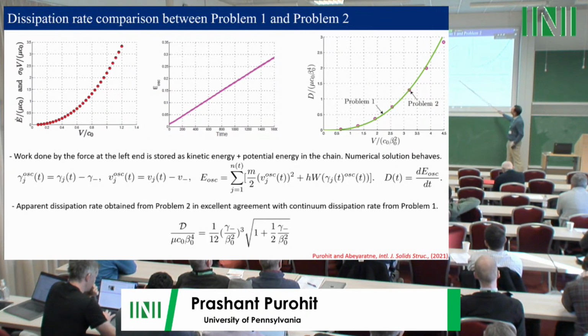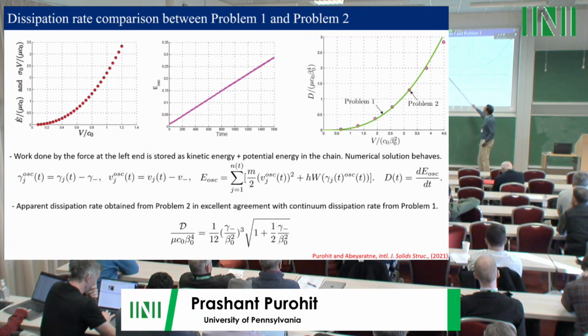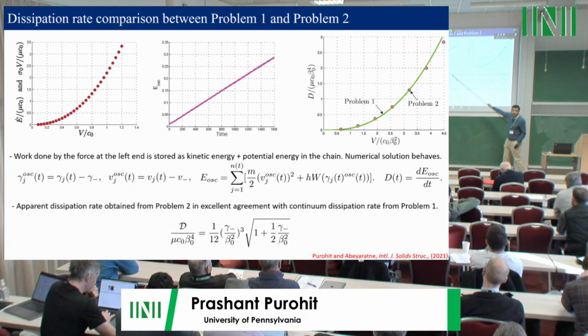This is the kinetic energy part of the oscillations. This is the potential energy part of the oscillations. And I'm plotting this expression as a function of time in this graph. And you can see that it almost looks like a straight line, which means I can compute a rate, which is the slope of that straight line, and call it the dissipation rate. Okay? And that dissipation rate is here.